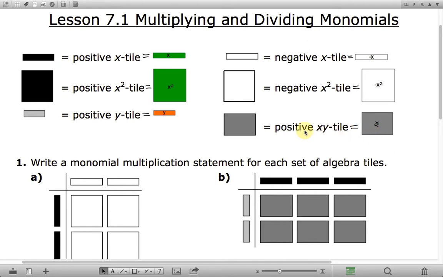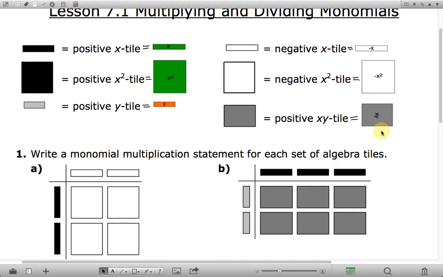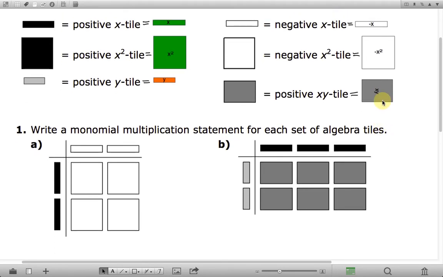So these are the algebra tiles, and what you can see is that their areas are really their values. This has an area of x squared because it's x times x, and that's the value of the tile. This is y by 1, and y times 1 would be just y, so that's the value of this y tile, and so on. Now we're going to use these algebra tiles to help us understand algebra in a pictorial way.